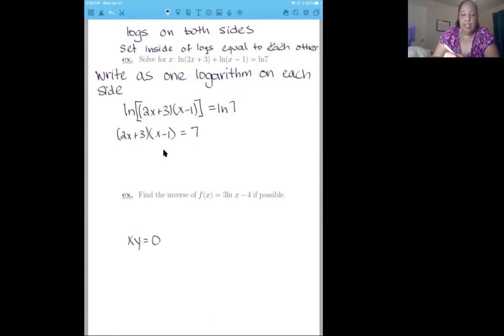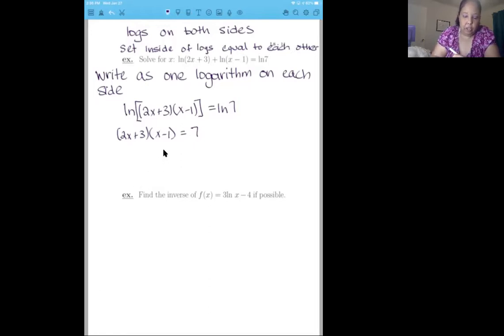People sometimes forget and say, okay, if xy equals, in our case, 7, then set x equal to 7 and y equals 7. Well, that's not true because there's an infinite number of things that I can multiply to get to 7. But if it equals 0, one of them has to be 0. So remember, I can't set 2x plus 3 equal to 7 or x minus 1 equal to 7. I have to FOIL it out and set the entire quadratic equal to 0. So that's what we need to do.